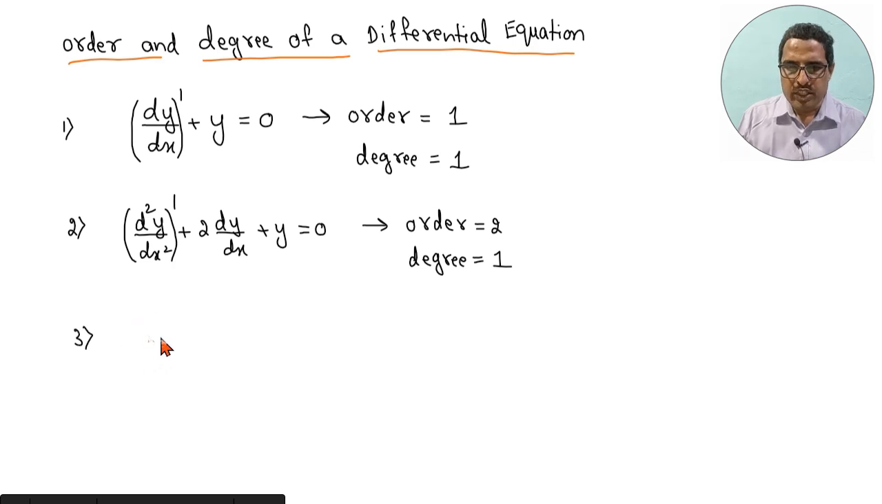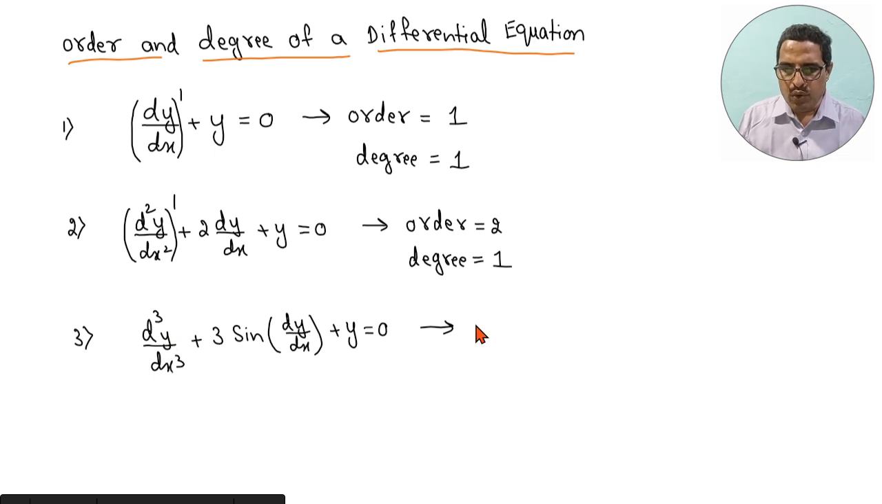Let us try to take another example. Suppose you have d cube y by dx cube plus 3 times sine of dy by dx plus y is equal to 0. So here if you observe, dy by dx is the first order derivative. Here d cube y by dx cube is the third order derivative and this is the highest order. Therefore, the order of this differential equation will be 3.